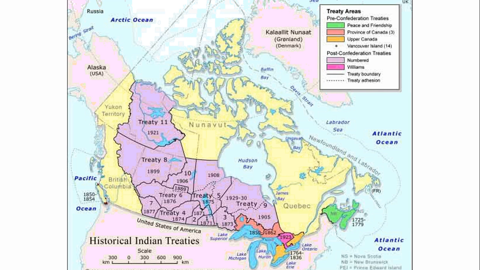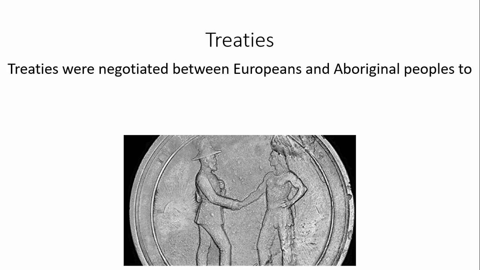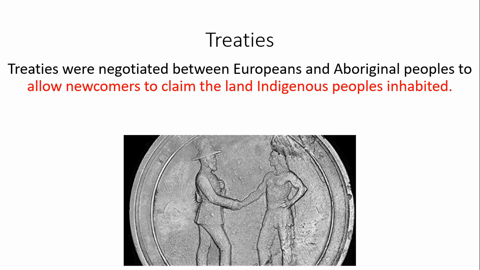Pop quiz. Which treaty do we live in? Well, hopefully you know by now we live in Treaty 7, right? So Treaty 7 is right here, and it was signed in 1877, and it includes a variety of First Nations. Okay, so treaties, these were negotiated between Europeans and Aboriginal peoples to allow newcomers to claim the land Indigenous peoples inhabited at the time.